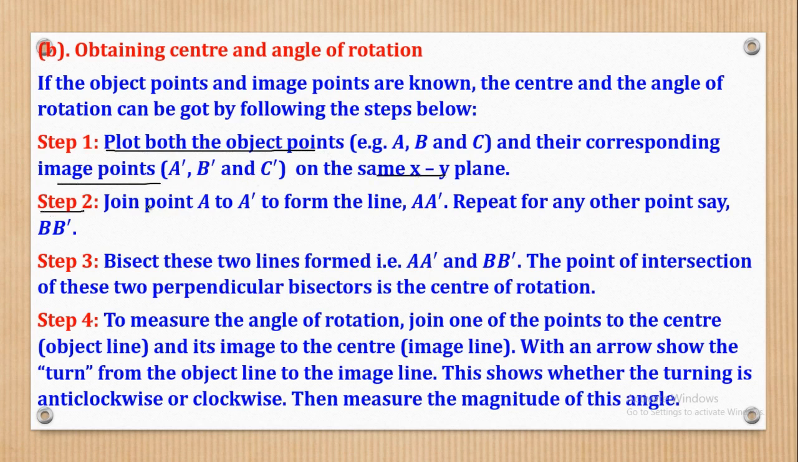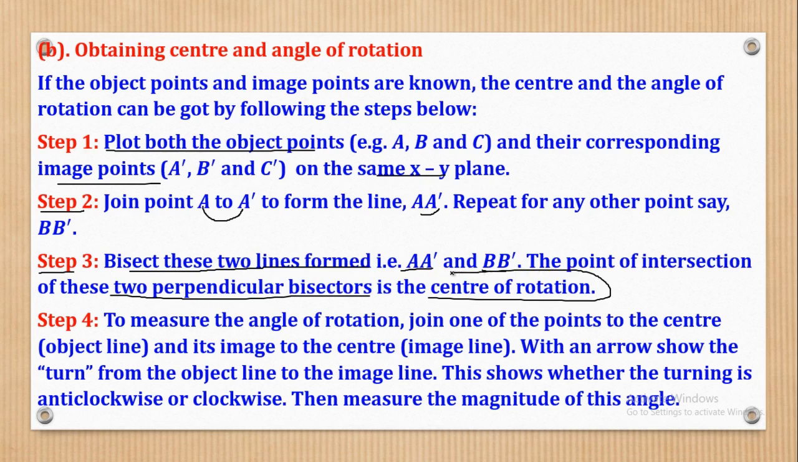Then step 2, you shall start with point by point. So join point A to its image A prime to form line AA prime. Then repeat for any other point, say BB prime. So you just choose any 2 points, AA prime then BB prime. That is step 2. Then step 3, bisect these 2 lines formed. So bisect AA prime and BB prime. The point of intersection of these 2 perpendicular bisectors is the center of rotation. So that is how they get the center of rotation.